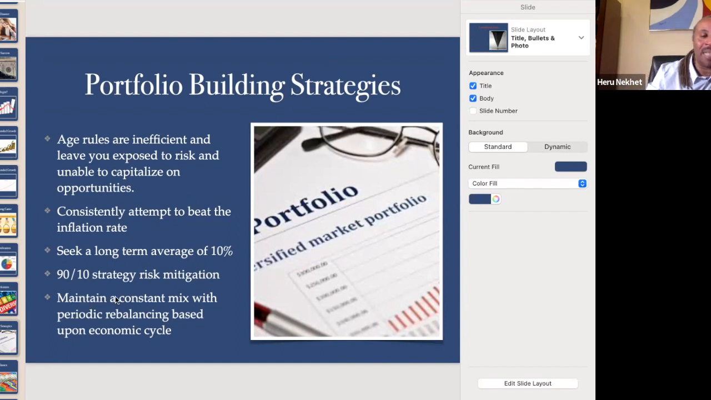We also want to maintain a constant mix. Now, here's the trick with periodic rebalancing based on the economic cycle. When we see signs of changes in the economy, and there'll always be signs, right? We're seeing the signs right now. The writing is on the wall. We're going into a recession. If you don't pay attention, you're just crazy.